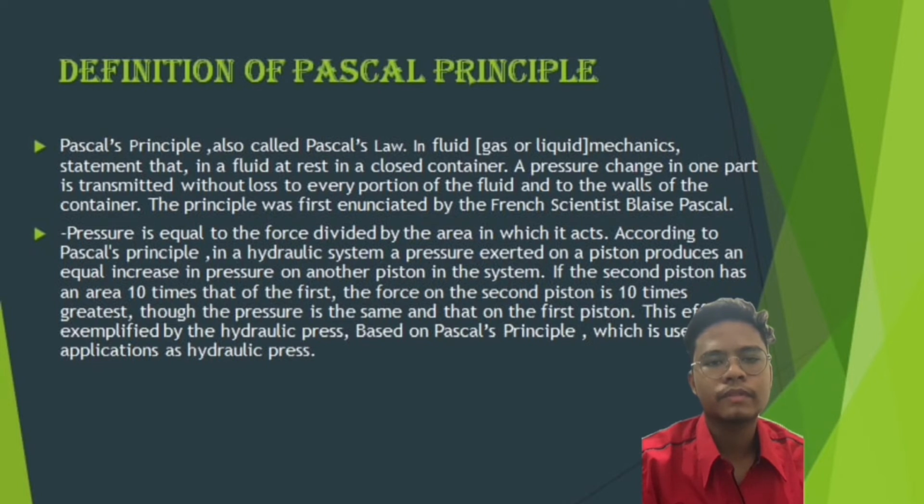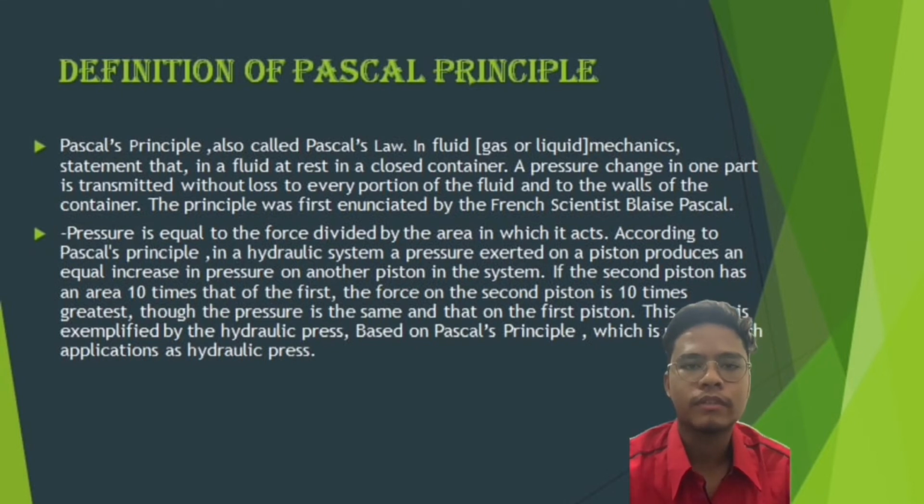The principle was first enunciated by the French scientist Blaise Pascal. Pressure is equal to the force divided by the area on which it acts. According to Pascal's principle, in a hydraulic system, a pressure exerted on a piston produces an equal increase in pressure on another piston in the system. If the second piston has an area 10 times that of the first, the force on the second piston is 10 times greater, though the pressure is the same as that on the first piston.